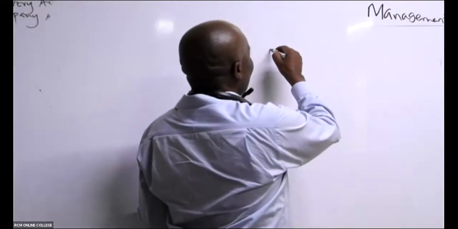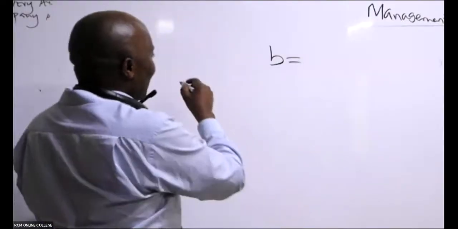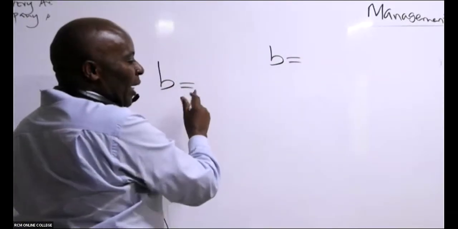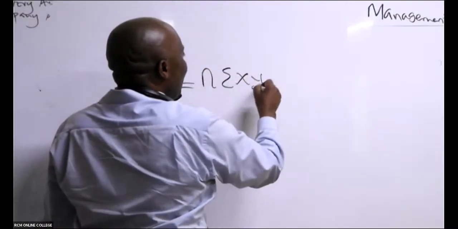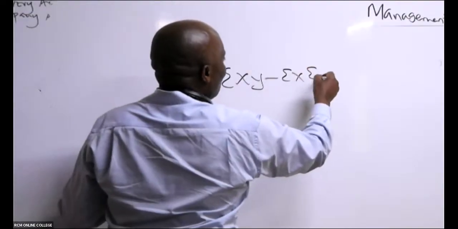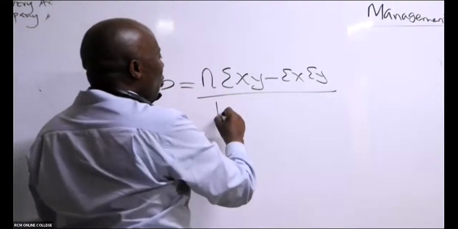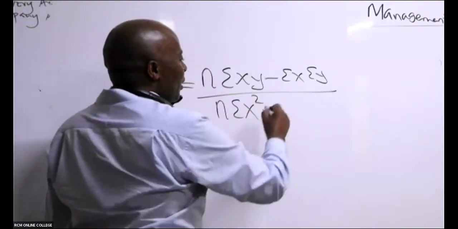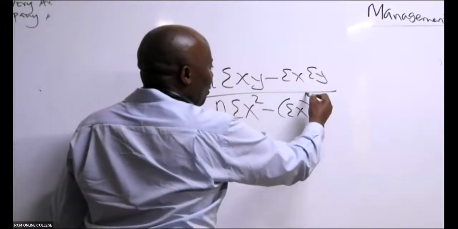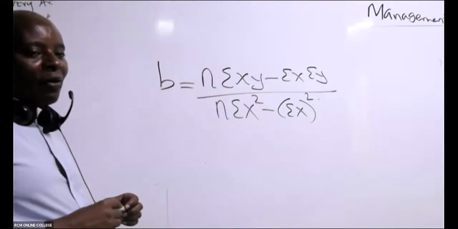So, ladies and gentlemen, we start with B. How do we get this B? Using regression analysis, to get this B, we normally take n summation of xy minus summation of x, summation of y, all over n summation of x squared minus bracket summation of x squared. That is how we get our B.